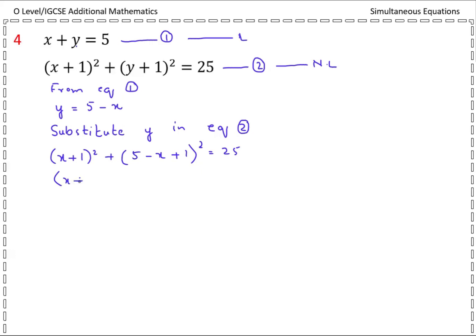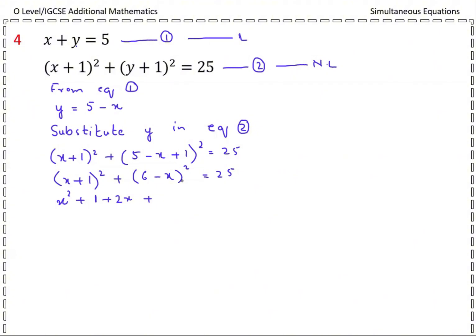We have here x plus 1 whole square plus 6 minus x whole square is equal to 25. Now we can expand these two brackets using the identity. Whenever we use the identity, we have to take the square of both the terms. Square of x, x squared, square of 1 will be 1. And then we'll multiply these two together. X multiplied by 1 is x, and then multiplied by 2, so we will get plus 2x.